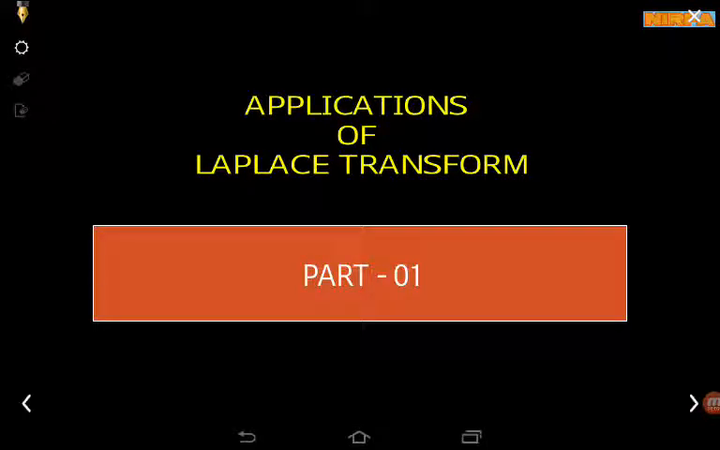In this lecture, we will see applications of Laplace transform. Already we have seen all the theoretical part of Laplace transform, and as well as already we have seen inverse Laplace transform theory. And using both the theories, we will see how to apply this Laplace transform to solve some kind of differential equations.